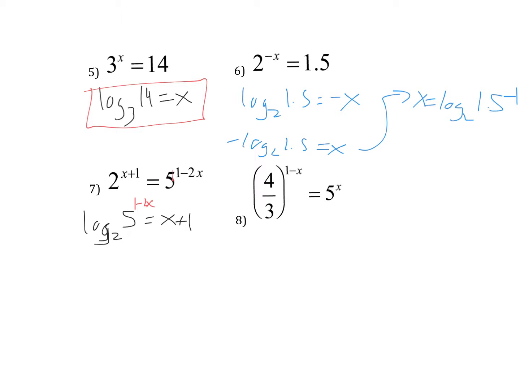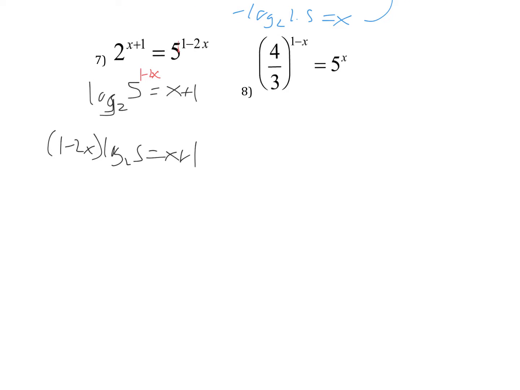I can still choose. Now, how did I know to choose to use log base 2 for my logarithm? Couldn't I have just as easily done log base 5? Yeah, either way, doesn't matter. If I did log base 5, then I would have ignored this exponent for a minute and then rewrote. Now that this is inside the logarithm, this exponent can be rewritten out front sort of as a coefficient. So let's do that. 1 minus 2x times log base 2 of 5 equals x plus 1. Now I've got some fun algebra to do.